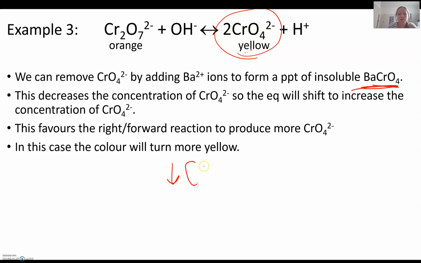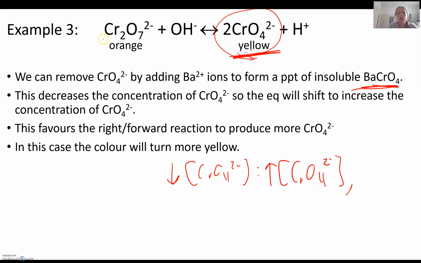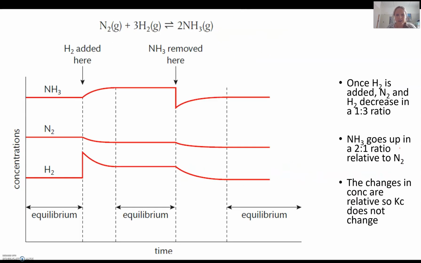So if the concentration of CrO4 2- goes down, what will happen is your equilibrium will shift to increase the concentration of CrO4 2-. Okay, how's it going to increase this concentration? Well, if you shift your equilibrium to the right, you make more of this, and if you shift to the left, you break it up. So we're going to shift to the right and make more. Hopefully that makes sense.